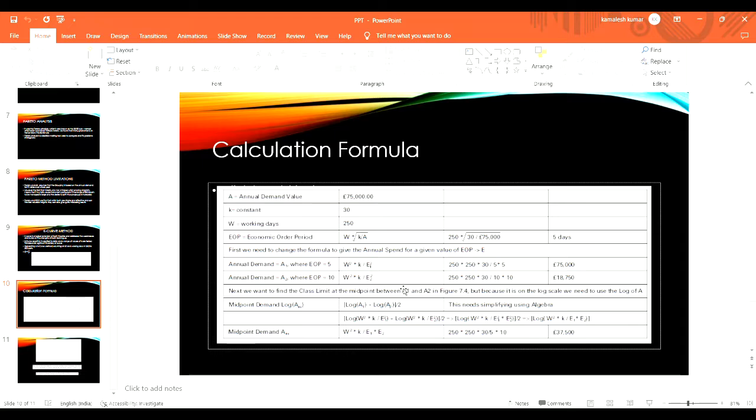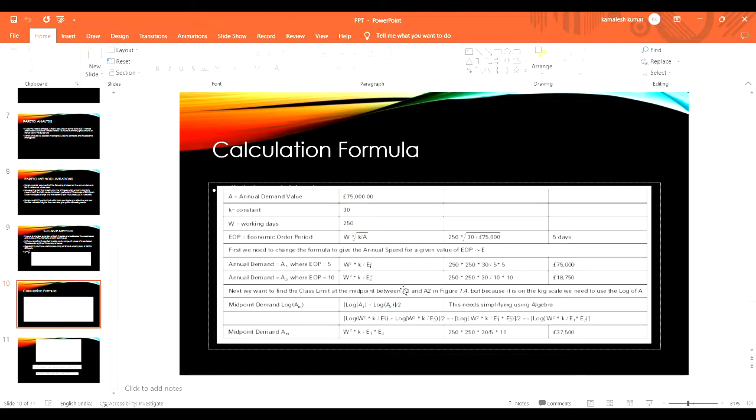Before going into the stages, let's discuss some formulas. A is the annual demand, K is a constant. We can assume any value from 1 to 30, but here we have taken the value of 30, and W is the working days, and the most commonly used value for working days is 250, as we have to remove the holidays and everything from the 365 days in a year. So generally we consider the standard value of working days as 250, and EOP is nothing but the economic order period, which is W times root over K by A. W is the working days, as I told you, K is the constant, and A is the annual demand.